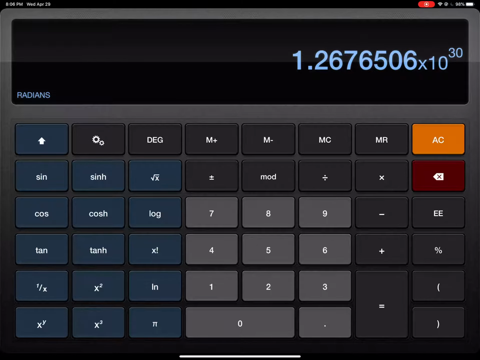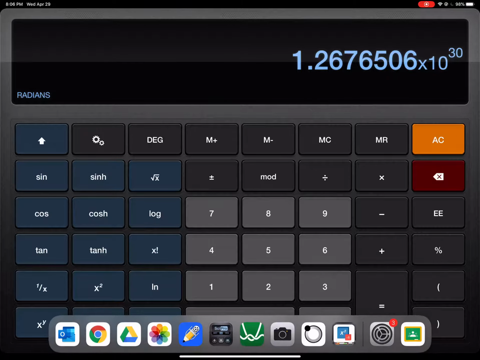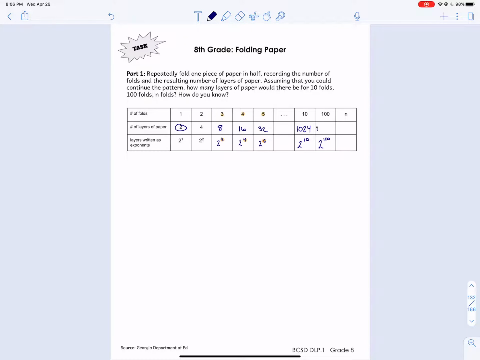So I'm going to write 1.27 times 10 to the 30th. So that is a very large number. And again, we could not actually fold a piece of paper that many times. But that's what it would be. That's how many layers of paper there would be if we could.